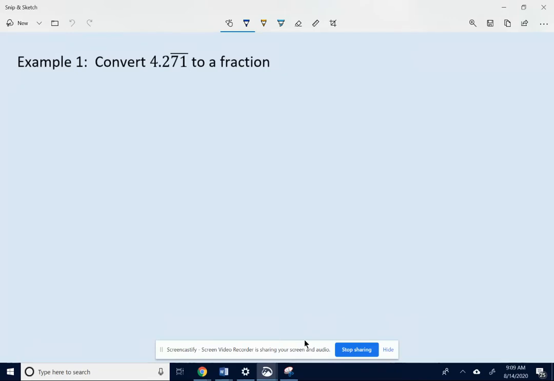Okay, let's work through an example together. We're going to convert 4.271 repeating to a fraction.